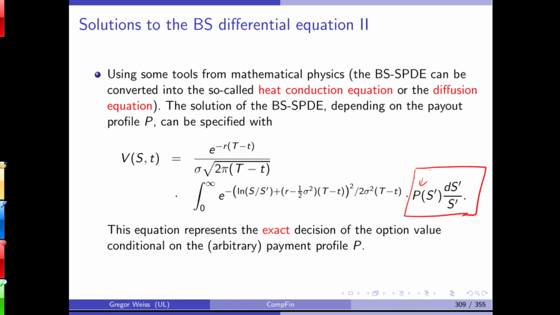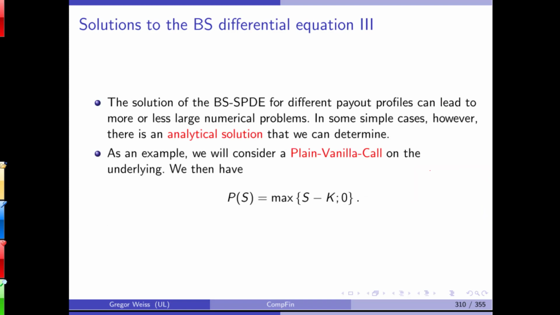The only problem here is the integral. Otherwise, you would be able to solve for the option price in any scenario. So different payout profiles, different types of derivatives lead to more or less large numerical problems. In some cases you will find an analytical solution, in some cases you will not. And as an example, we'll consider a plain vanilla call on the underlying. We thus have a payout profile that depends just on S, the underlying price. It's the maximum of S minus the strike, or 0.